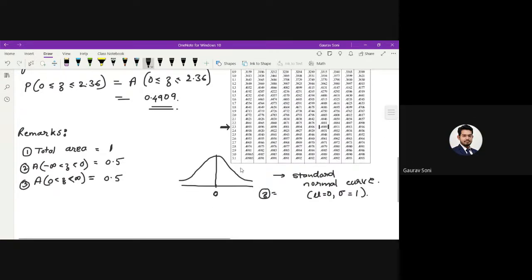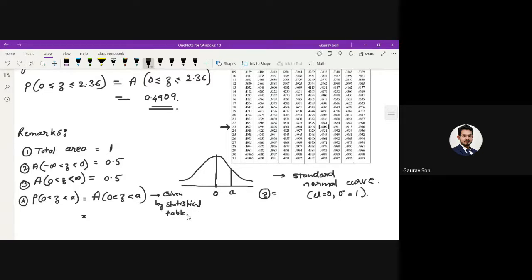Using statistical table, if this is the number A, so probability for 0 less than z less than A will be equal to the area from 0 less than z less than A, which is given by statistical table.